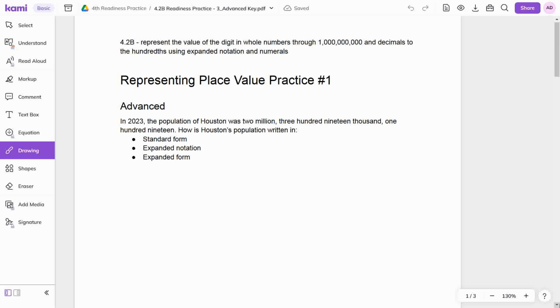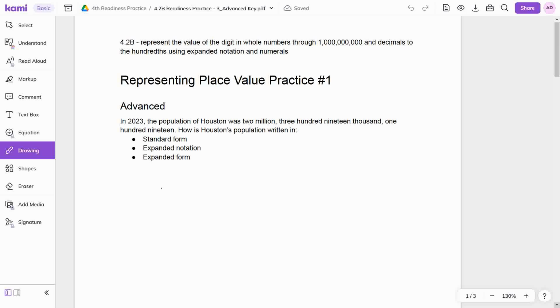So our first problem gives us the population of Houston, and you notice we're getting the population of Houston in word form, 2,319,119, and then we need to write that in standard form, expanded notation, and expanded form. So 2 million is my largest number.